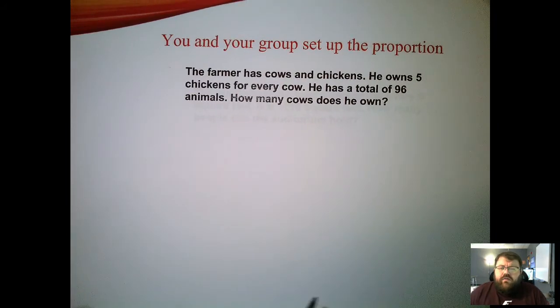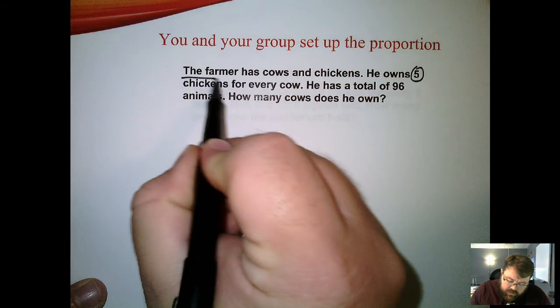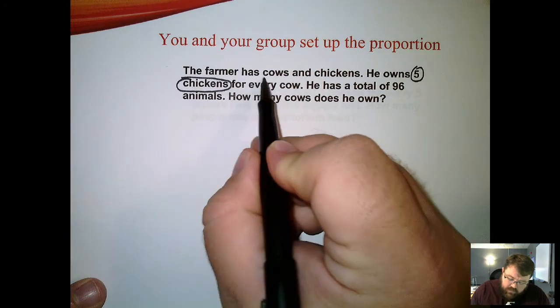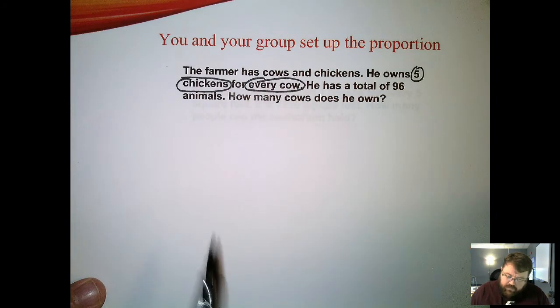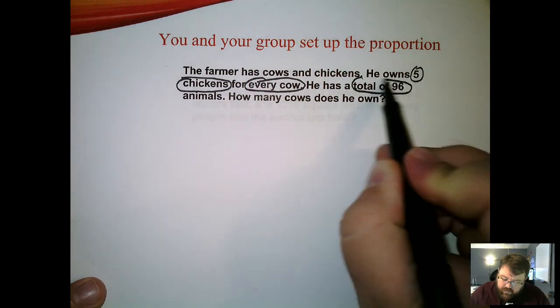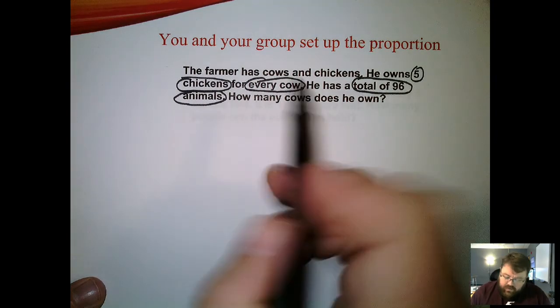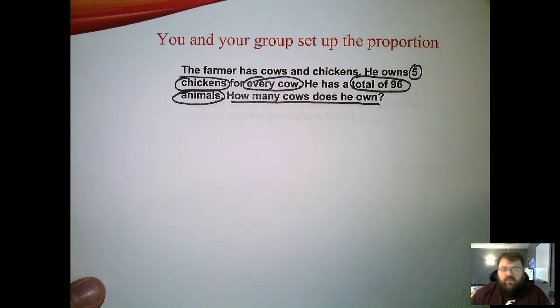The farmer has cows and chickens. He owns 5 chickens for every cow. He has a total of 96 animals. How many cows does he own? So let's go through and circle our numbers. We have 5 chickens for every cow. He has a total of 96 animals. How many cows does he own?